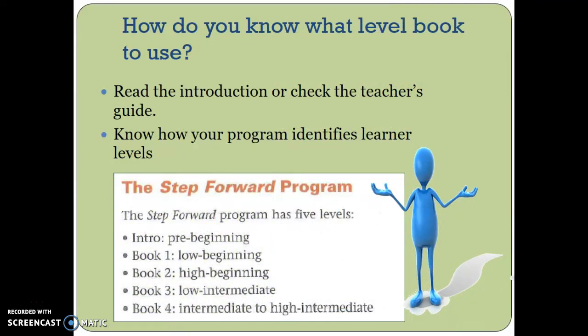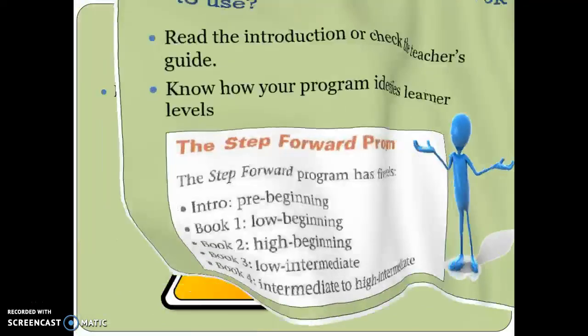How do you know what book to use? Remember to know how your learners are placed in level, or also read the introduction and check the teacher's guide. Now this is Step Forward, and I see that Step Forward has 5 book levels. So that takes care of the first basic 5 levels of adult ESL. If I have a level 6, which is that pre-GED level, I'm going to have to design something for that level. But at least I have levels 1 through 5 taken care of with Step Forward.